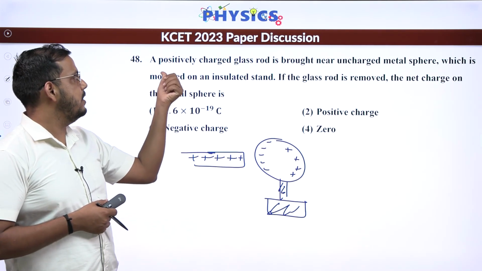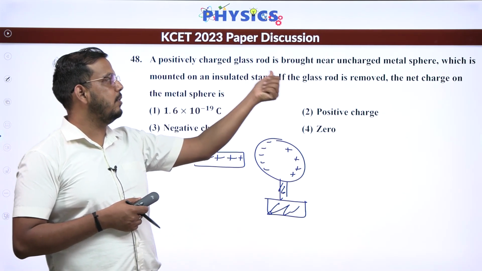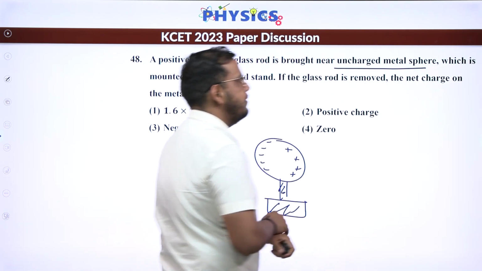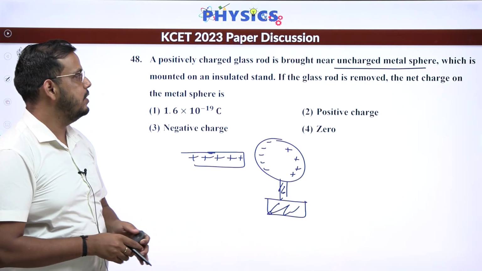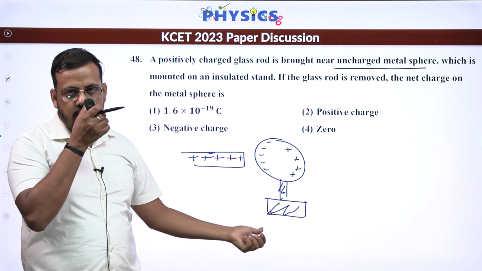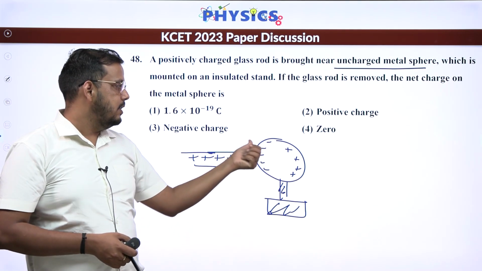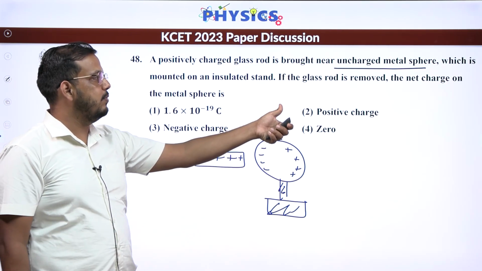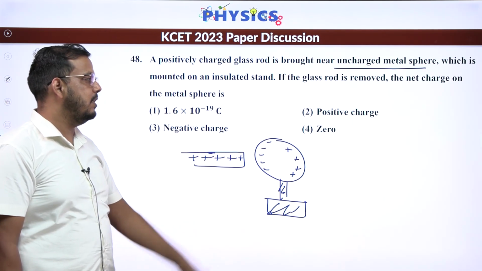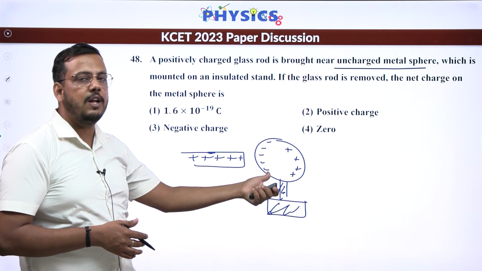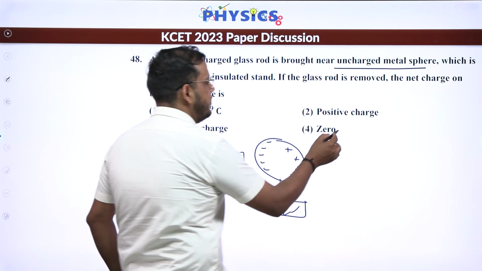In the question it is written a positively charged glass rod is brought near uncharged metal sphere. So initially it is uncharged only, it is neutral, which is mounted on an insulated stand. So there is no chance for the charge to come over the sphere. There will be polarization only. So if the glass rod is removed, the charge on the metal sphere will remain the same, because there is no charge transfer to the sphere. So answer is 0.